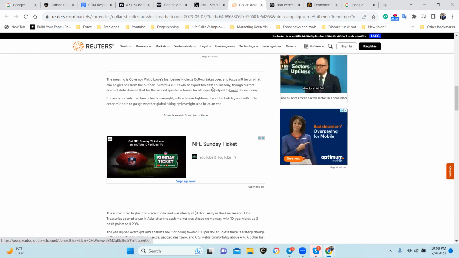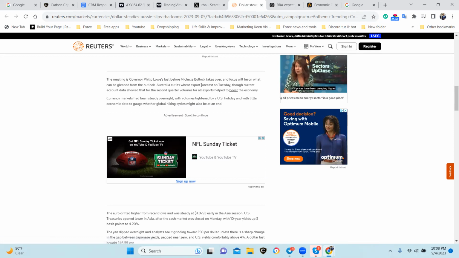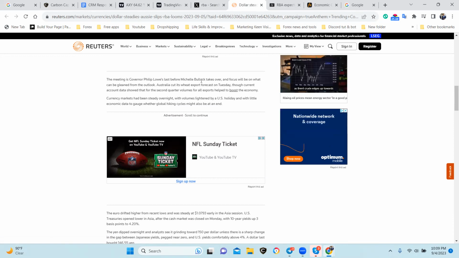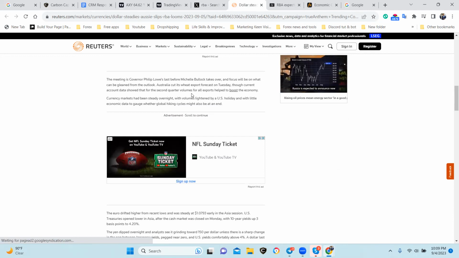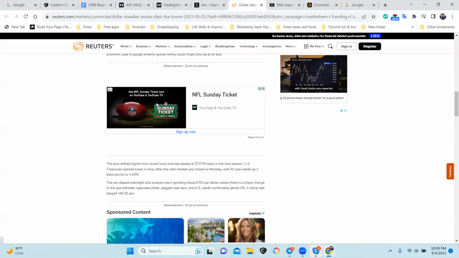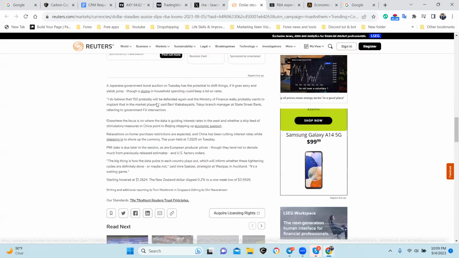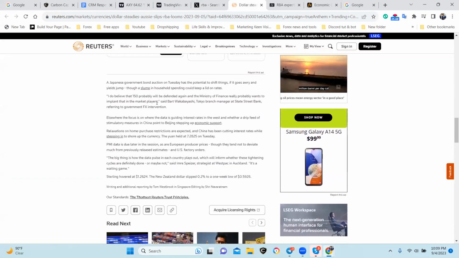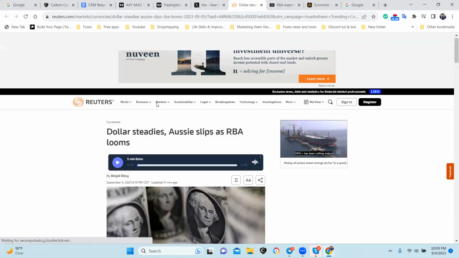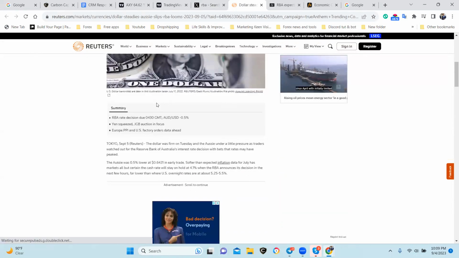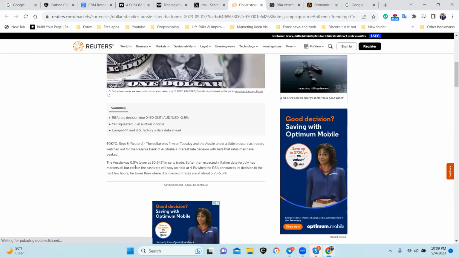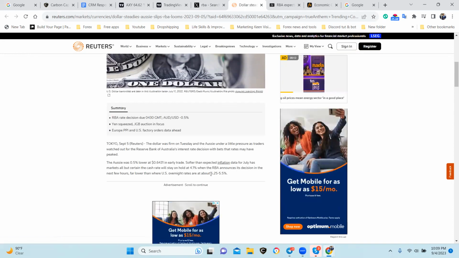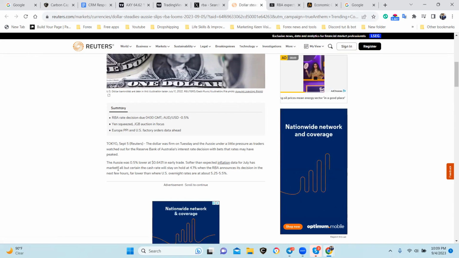Now the meeting is Governor Philip Lowe's last before Michele Bullock takes over, and the focus is on what will be gleaned from the outlook. Australia cut its wheat export forecast on Tuesday. So not much there. There was a little portion of this article. There we go. So the Aussie was about 0.5% lower.